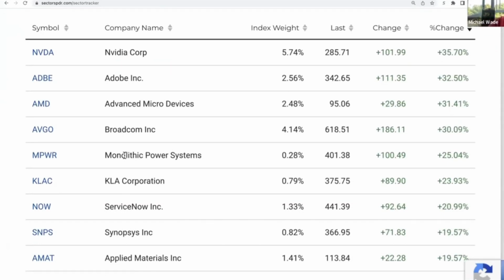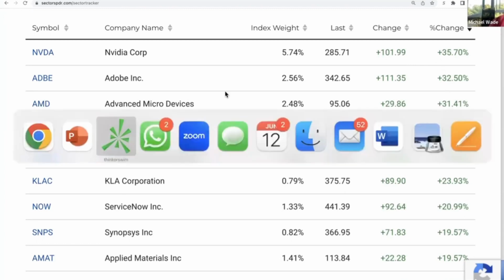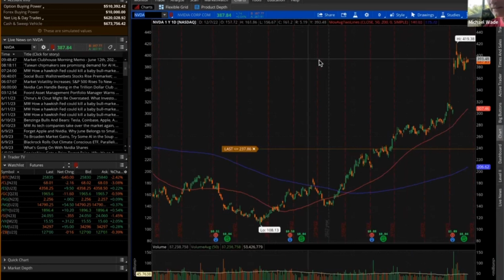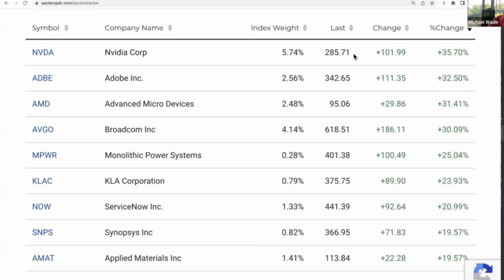No surprise, NVIDIA, Adobe, Advanced Micro Devices, Broadcom. All of those are really good candidates for bull put spreads. NVIDIA is up 35% over the last month. Adobe up 32%. So we can look at some of these stocks right now and then see how they're doing as we speak. NVIDIA, yeah, basing. I want to see NVIDIA moving up.